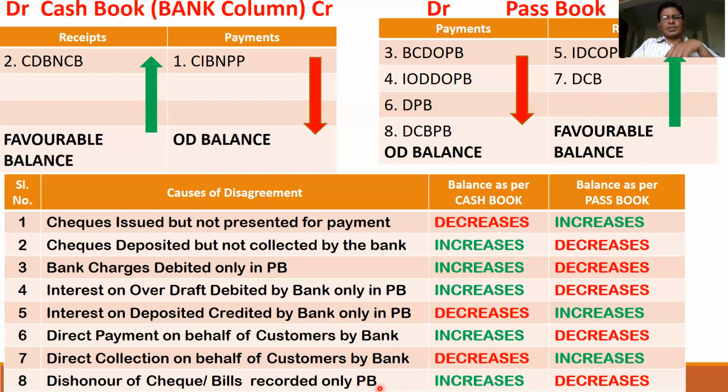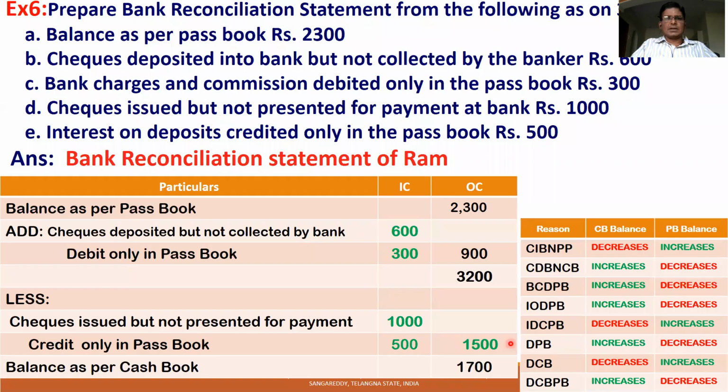Dishonor of checks and bills are recorded only in the passbook. Whatever the dishonor, they automatically debit the passbook. Dishonor of checks, dishonor of bills: passbook balance decreases, not entered in the cash book, so cash book balance increases. This I have been explaining for the last 3 video lessons. Now come to the problem.